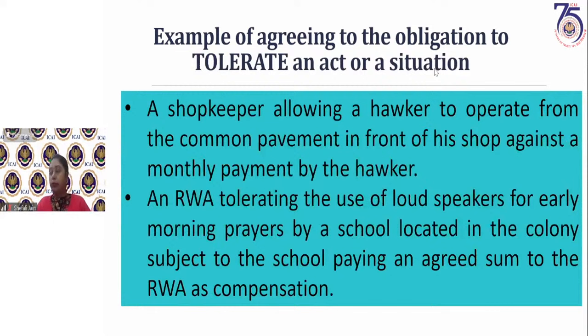Second is tolerate an act. Now, you are not doing an act. You are not refraining from doing an act. You're just tolerating an act of the other person. For example, a shopkeeper allows a hawker to operate from the common pavement in front of his shop. The hawker has installed his goods in front of the shop on the pavement. And for that purpose, this hawker is giving him some consideration, saying, yes, please allow me to set up my goods, or whatever product he's selling, in front of your shop.